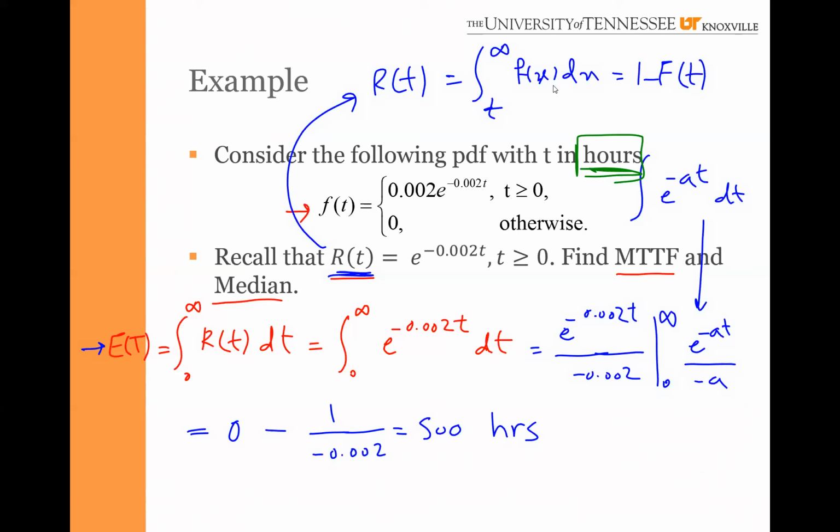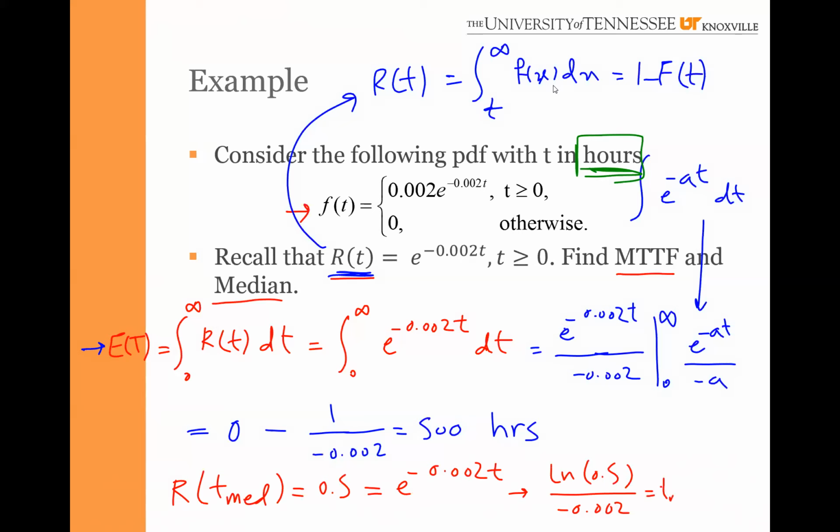D46 was the median. All right, perfect. So how did you get the median? You said this equal to 0.5. Okay. So I have this to be equal to e to the minus 0.0002 t, right? And then you take the logarithm from both sides and then divide by this value, and you get your t, which is equal to 346.6. Excellent.